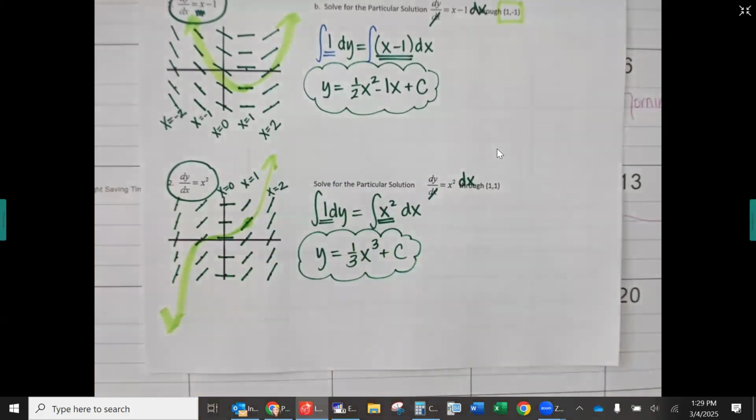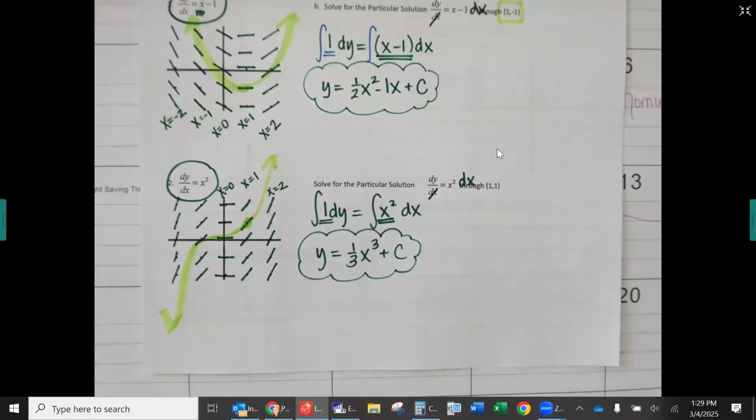And do you notice that this is the shape of a what? An x cubed graph should look like this, just like an x squared graph should look like this. Does that kind of make sense? So the differential equation is going to give you the overall shape of the graph.